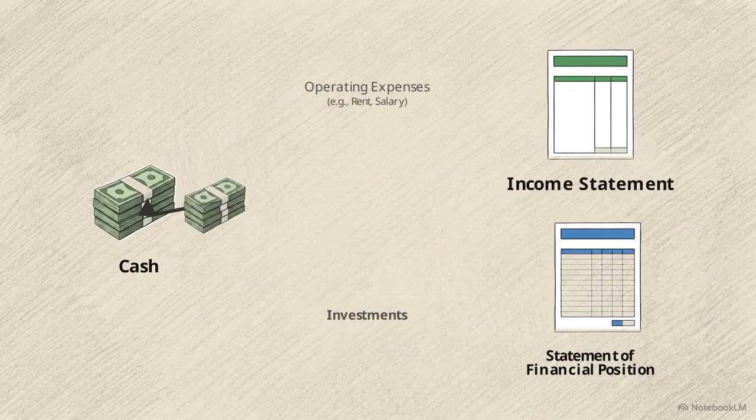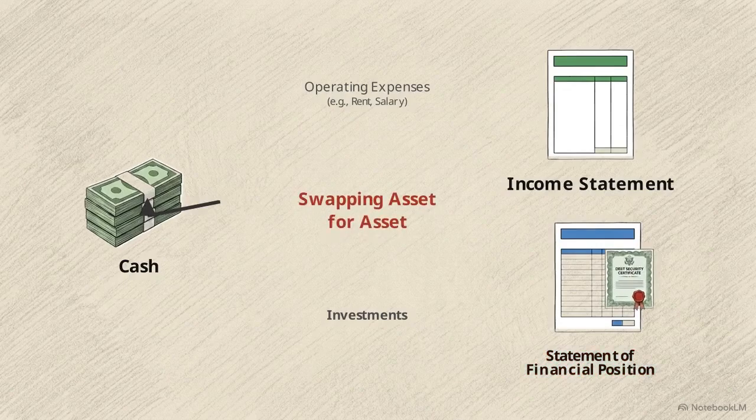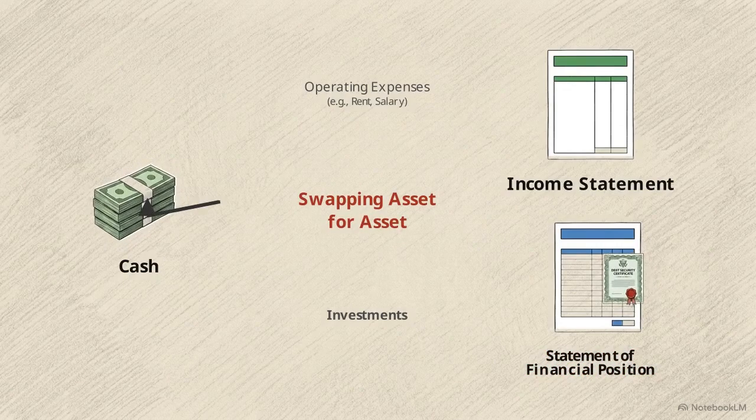This diagram illustrates the divergence. Cash flowing to rent dissolves into an expense, but cash used to purchase shares takes a different path. It transforms into an investment asset, firmly locking on to the statement of financial position. The company is simply swapping one asset for another.